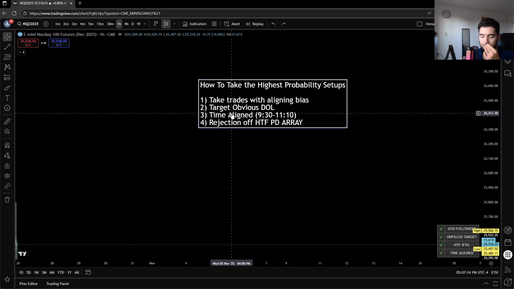So at that point your draws on liquidity are gone, and it's not really too obvious, and you don't really know what's going to be happening after that, right? So that is a very important thing.